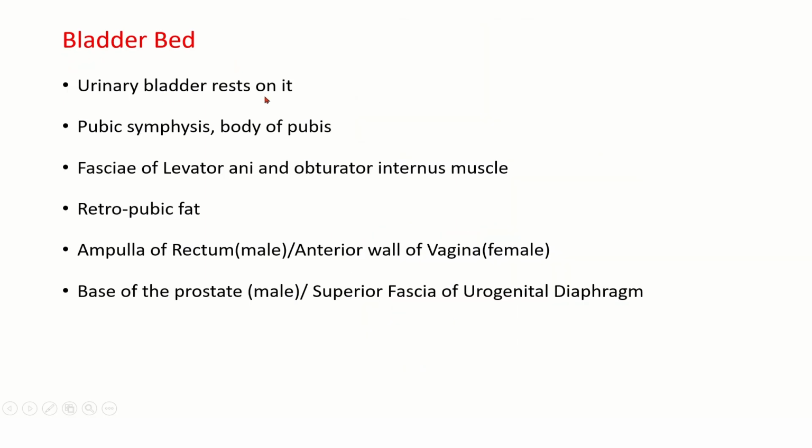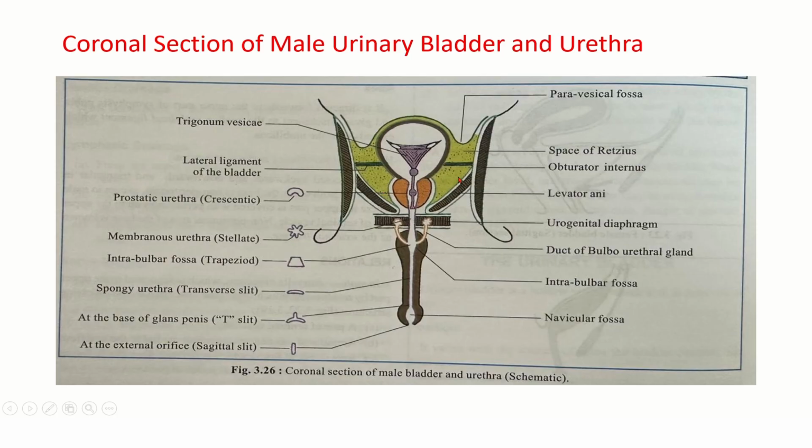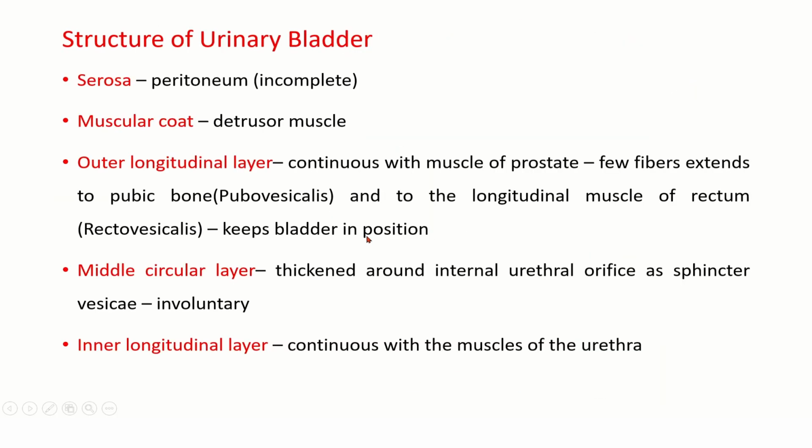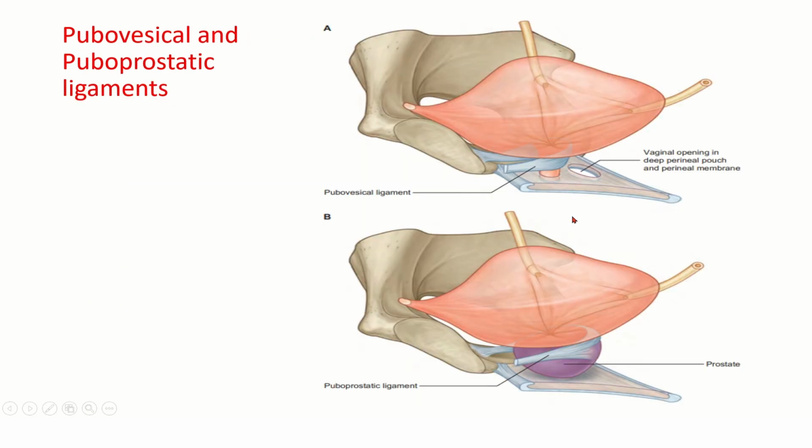Bladder bed. The urinary bladder rests on the following structures: the pubic symphysis and body of pubis anteriorly; the fascia of levator ani and obturator internus muscle laterally, you can see here; and retropubic fat within the retropubic space of Retzius; the ampulla of rectum posteriorly in case of male or anterior wall of the vagina in case of female; the base of the prostate in male, and the superior fascia of the urogenital diaphragm in case of female and prostate in case of male.